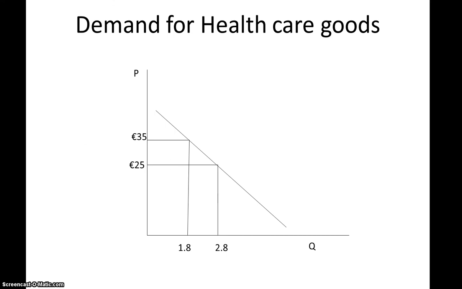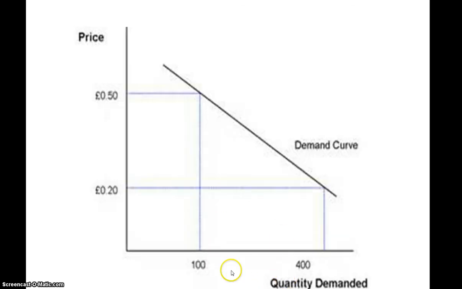So just to graphically illustrate the demand curve, this is just a very brief outline of what a demand curve could look like. What you have is price on the vertical axis and quantity on the horizontal axis, and then you have a downward sloping demand curve. So as price goes up, quantity demanded goes down. You can see here quantity demanded shifts back from 2.8 to 1.8 as price goes up from €25 to €35. Okay, and that's just basically a better graphical representation of what I've been trying to show you there.